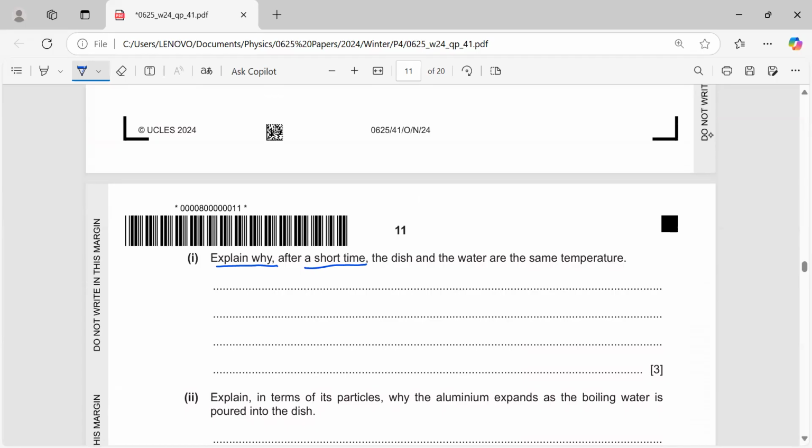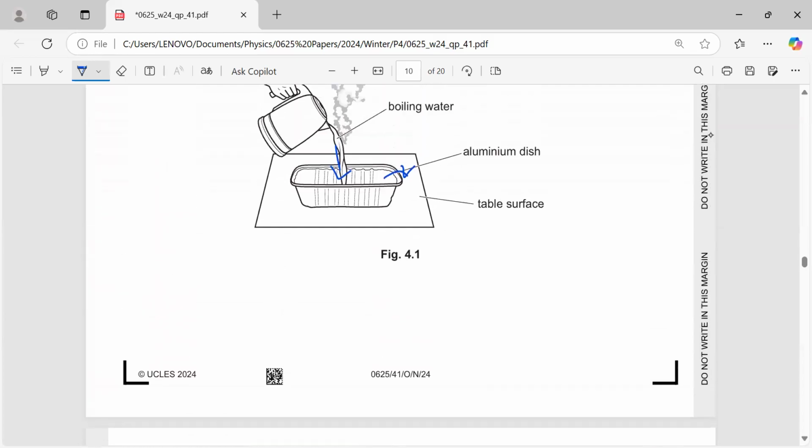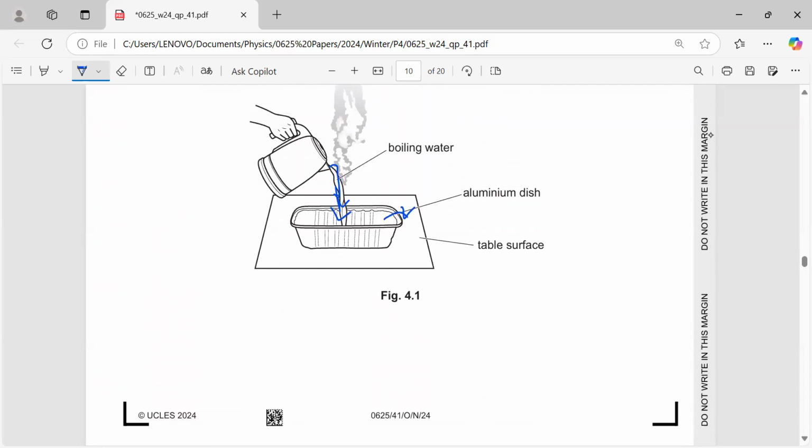Number one, transfer of energy from water to dish. When you pour this boiling water here, the water transfers energy to the dish, to this aluminum dish. Secondly, you can write that this energy is transferred by conduction. One more point you can add: the temperature of water decreases and the temperature of the dish increases.